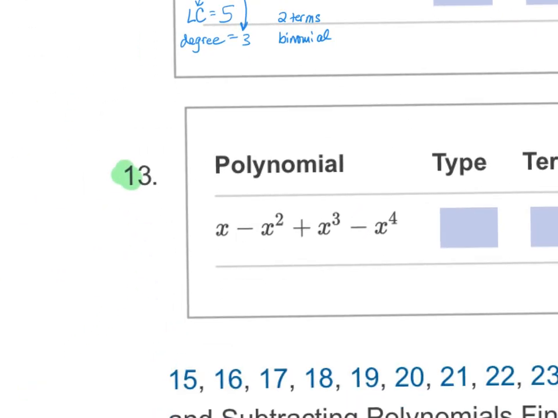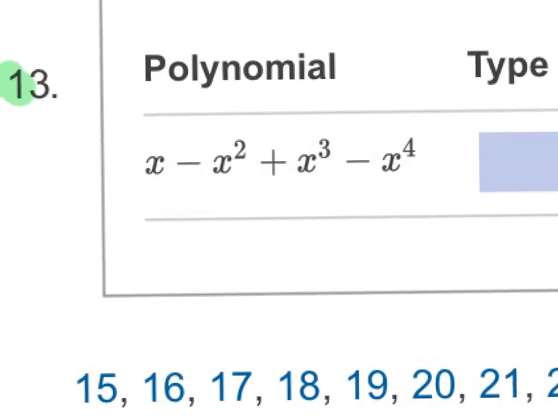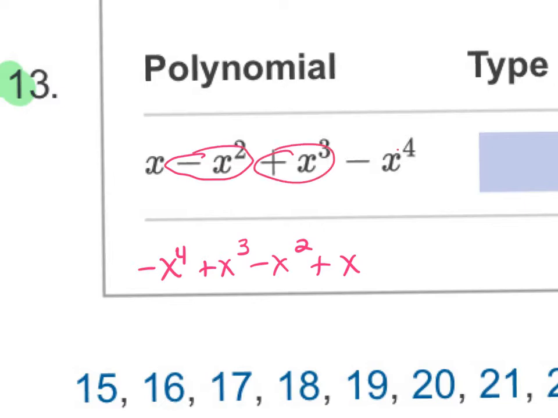So if I look at this one, are we in standard form? No. No, let's rewrite it in standard form. I'd have negative x to the 4th, right? Plus x cubed minus x squared plus x. How do I know what signs go with what? Well, whatever is in front of the term, the sign goes with it.